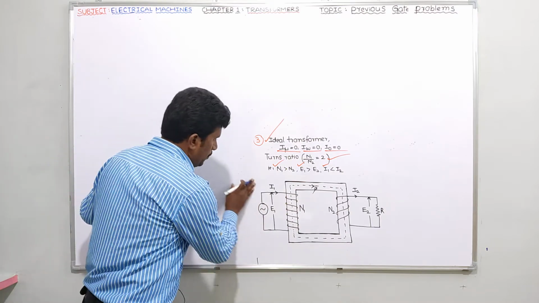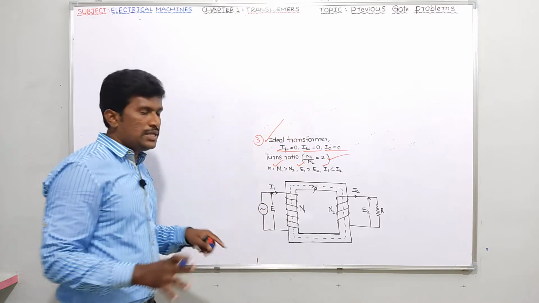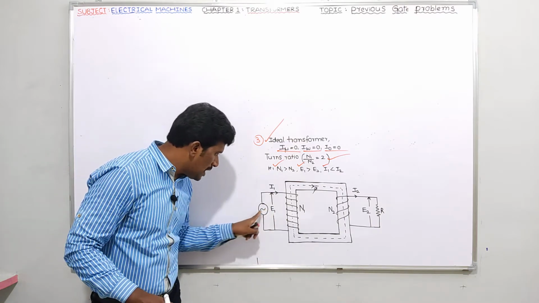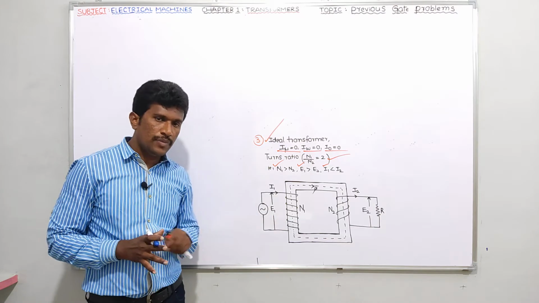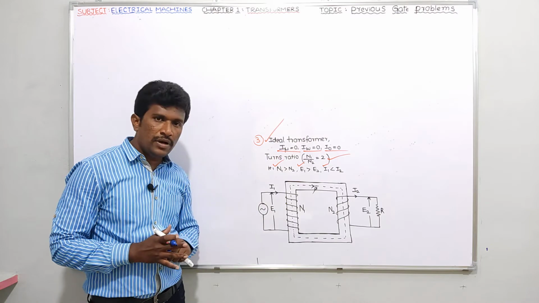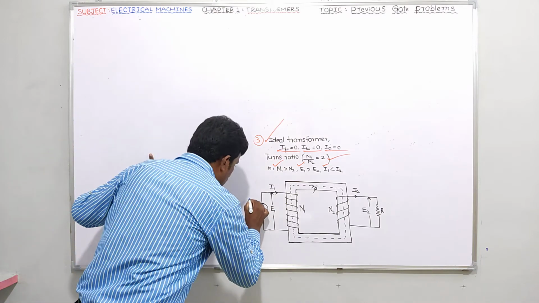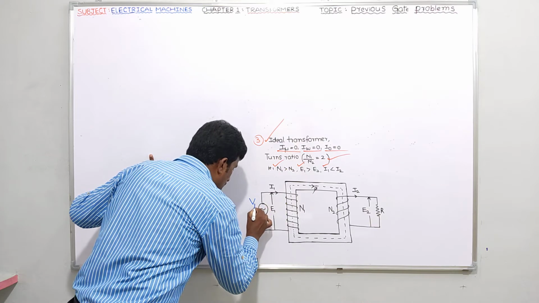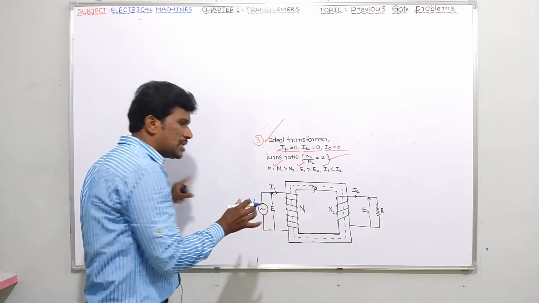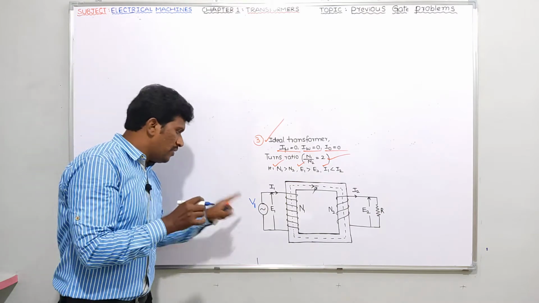Can you please tell me, about this E1 indication, is E1 the primary voltage or the primary induced EMF? Any idea? Is this E1 the source voltage or the primary induced EMF? We are having some confusion, right? So let us assume that. Though he has not given a nomenclature, source is there but he did not keep a name for that. Let me keep V1 as the voltage source.